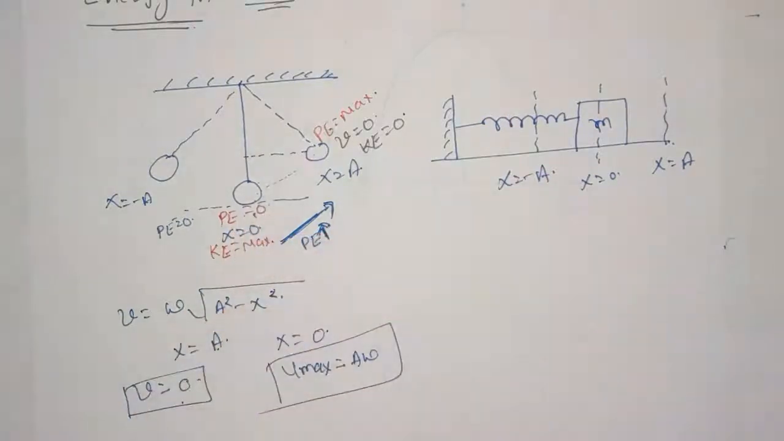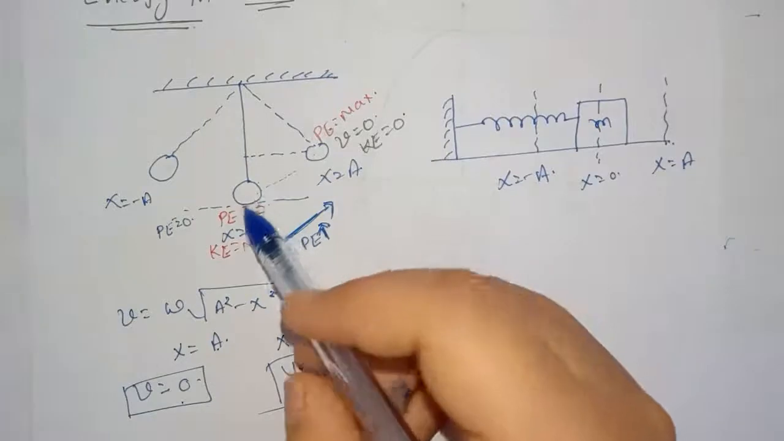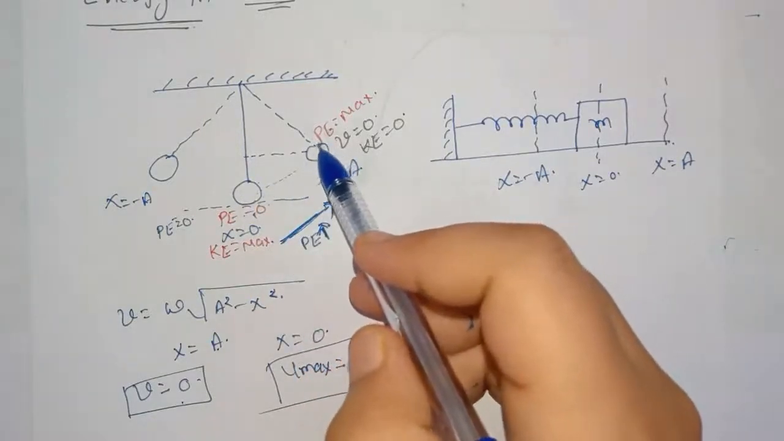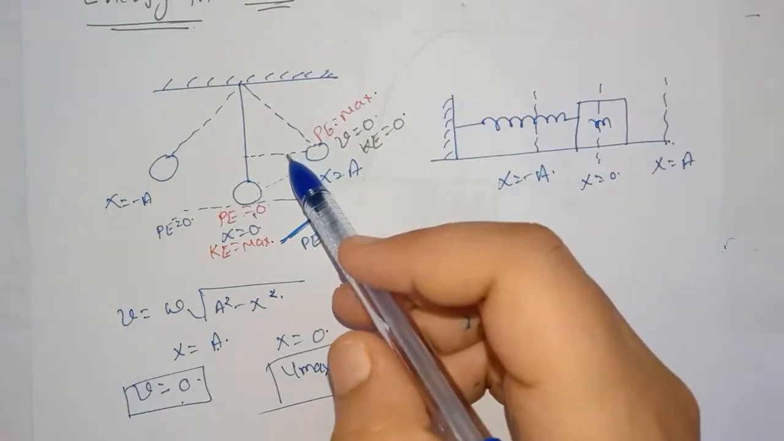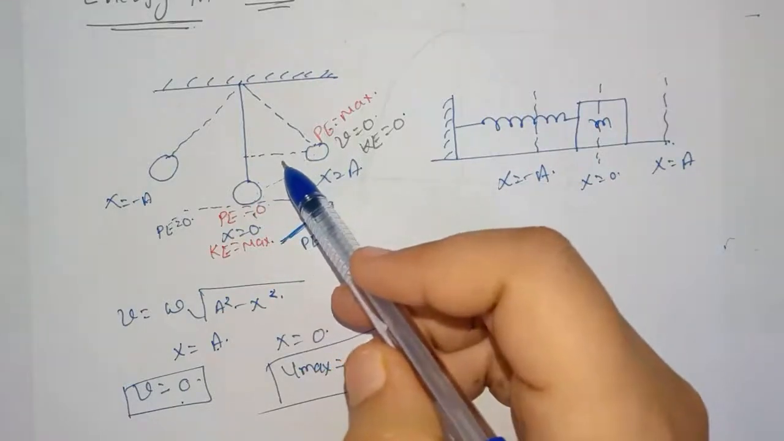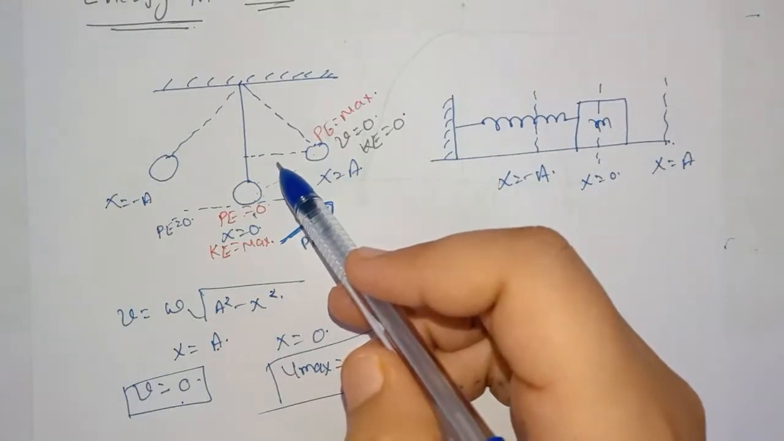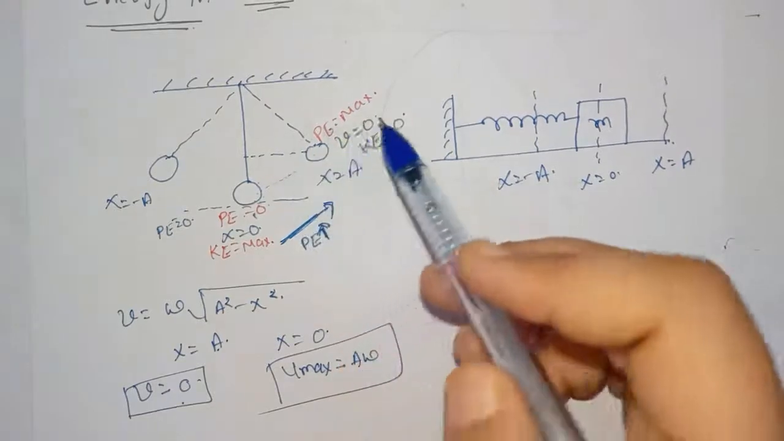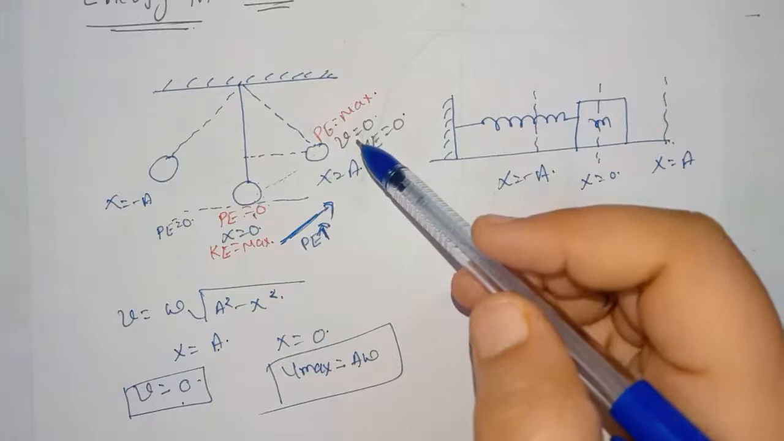potential energy will be 0. So, here we can see that as the pendulum bob starts moving towards upward, its kinetic energy keeps decreasing and potential energy keeps increasing. At the maximum displacement point, at the extreme point, the potential energy will be maximum and the kinetic energy will be 0.